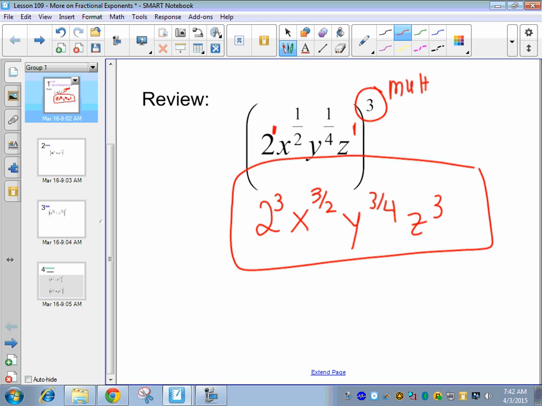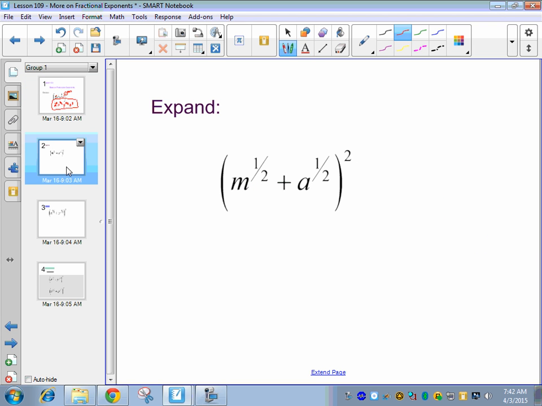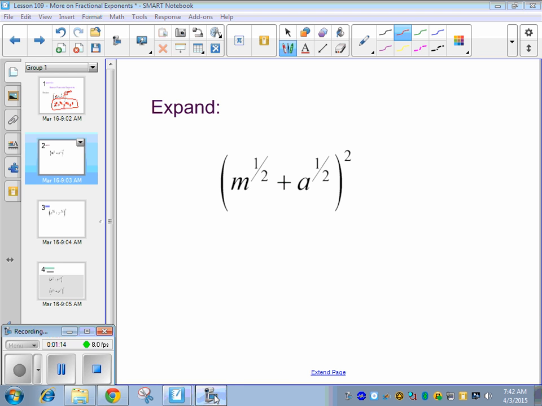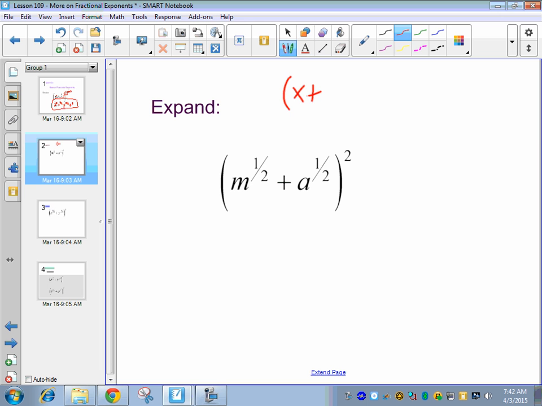Okay, so that's all good and fine probably for you guys. All right, this is new a little bit, so go ahead and write that down. We have m to the 1/2 plus a to the 1/2 squared. When you have a plus sign in the middle, it's different than the problem we just did. Okay, what do we have to do if we had like x plus y squared? Yeah, FOIL it. You write it as 2 sets of parentheses. So that's the first thing we're going to do, is write it as 2 sets of parentheses.